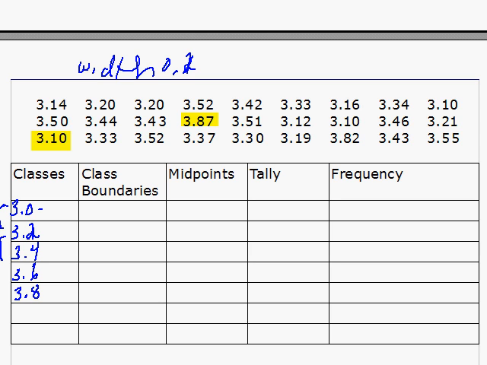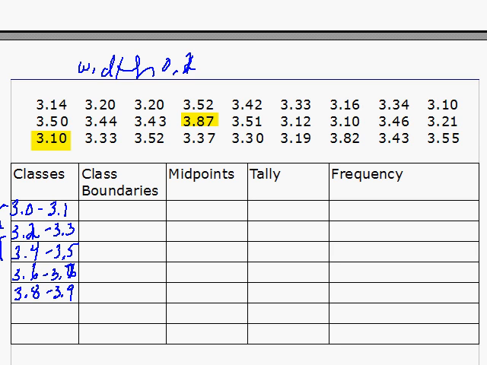Now the upper boundary of each class is not the same as the lower boundary of the next class. It's right before it, so we'll go 3.1, 3.3, 3.5, 3.7, and 3.9. Okay, there's your classes.